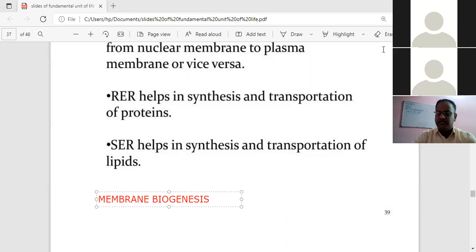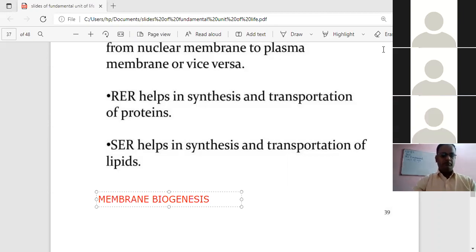Okay, Safia. Lipid and protein. Okay, you have told about the constituents. Okay, Jyoti. Yes, Safia, you can unmute yourself. Yes, sir. Fluid mosaic model. Okay, fluid mosaic model. Good.